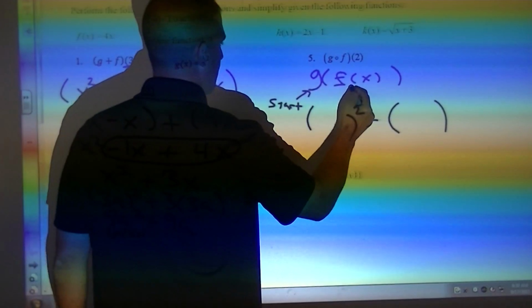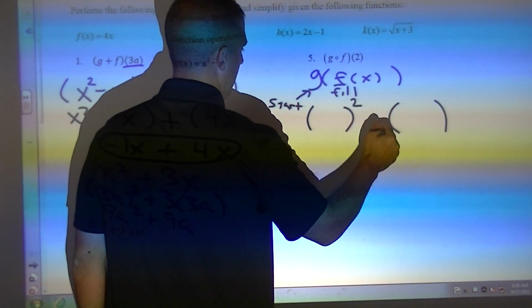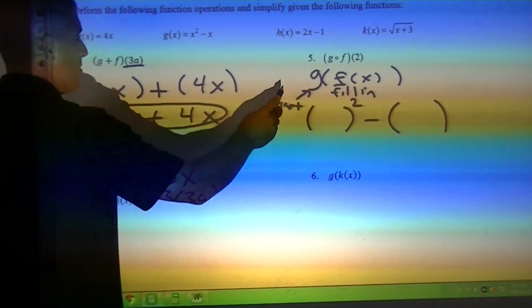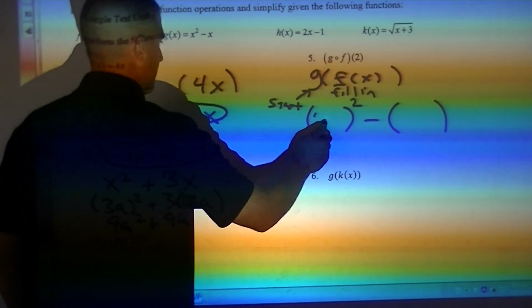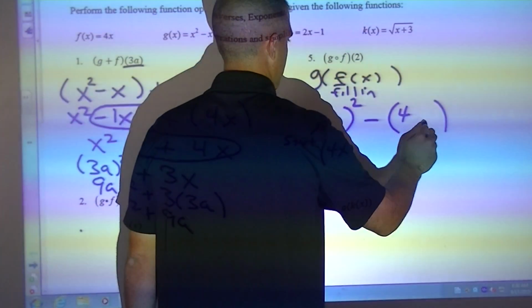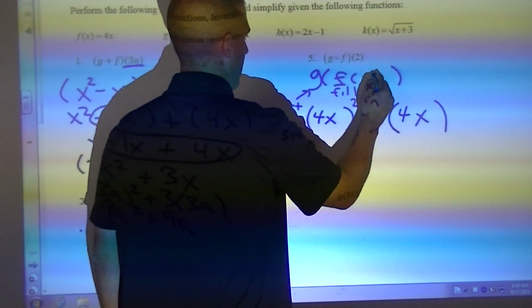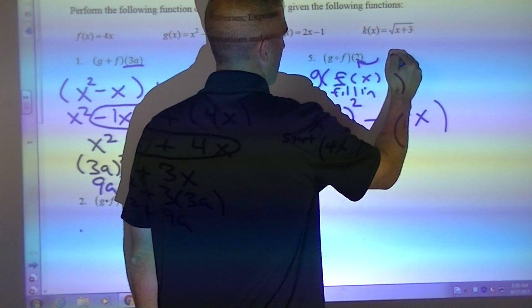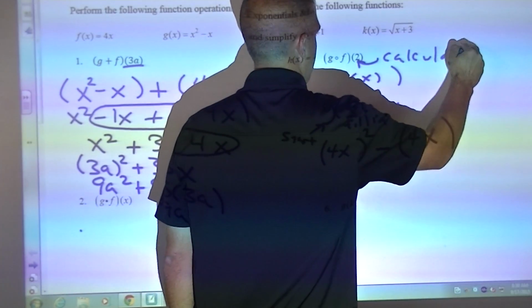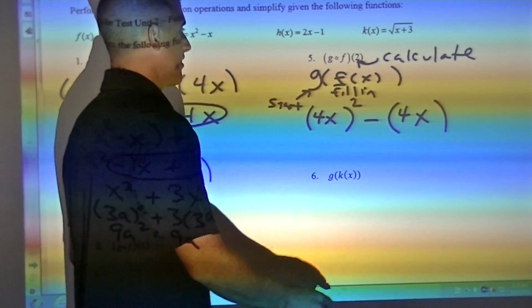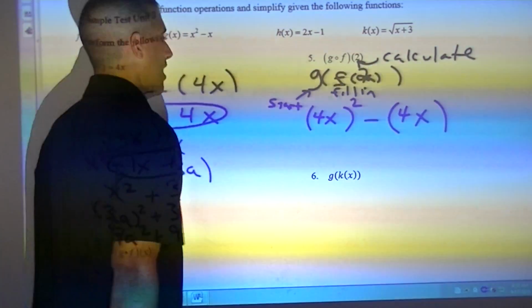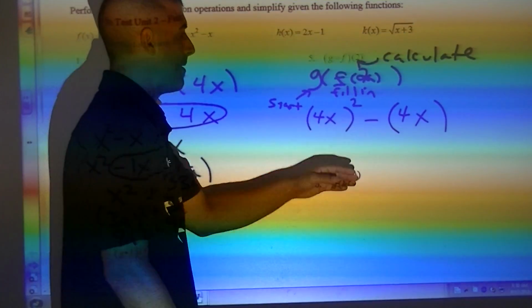Now, this is what you fill in. You fill in the second letter, which is F. I'm going to fill in this, and I'm going to fill in this. Now, the last part says, what do you want to calculate? If it's just x, I probably should have put this with a 2. If it's just x, I actually have to do some operations.